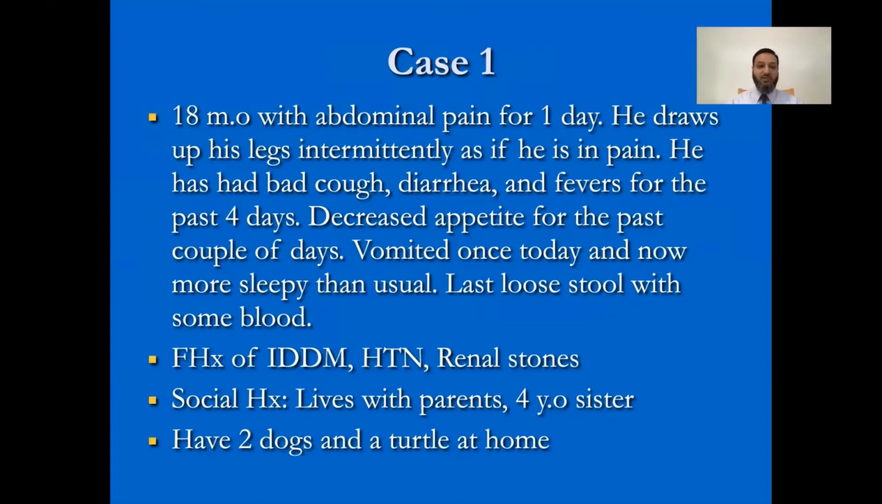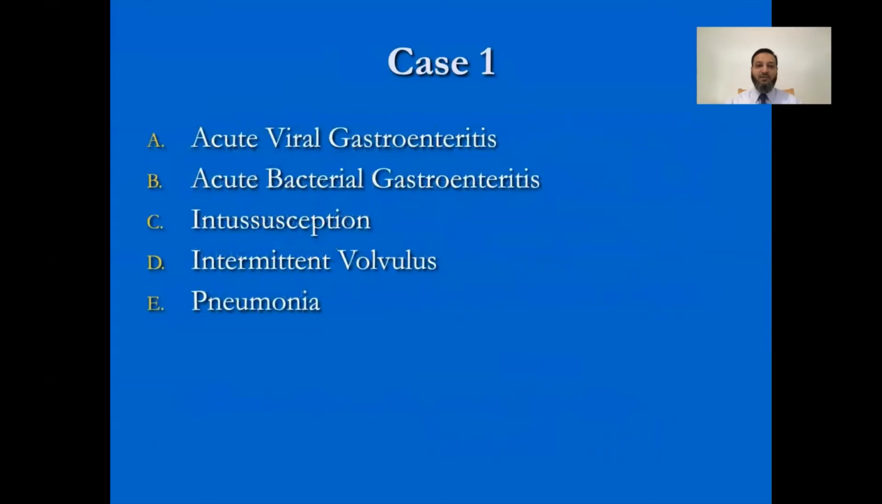Family history: there is insulin-dependent diabetes, hypertension, and renal stones. Social history: he lives with his parents and a 4-year-old sister, and they have 2 dogs and a turtle at home. So think about what might be going on with this 18-month-old child. Your choices are acute viral gastroenteritis, acute bacterial gastroenteritis, intussusception, intermittent volvulus, or pneumonia. Take a moment to think about what the diagnosis might be.